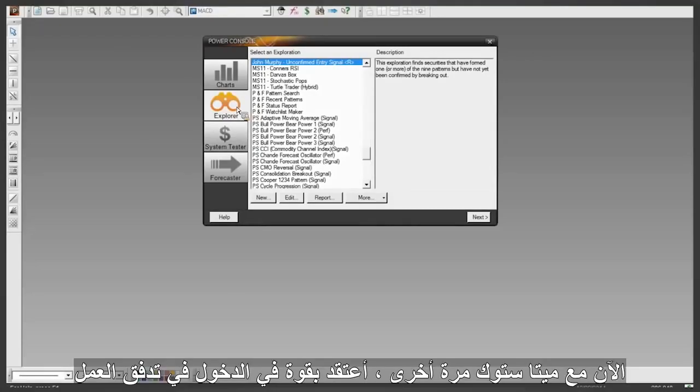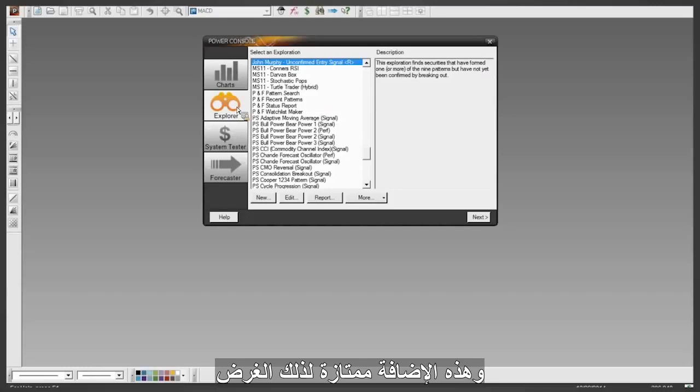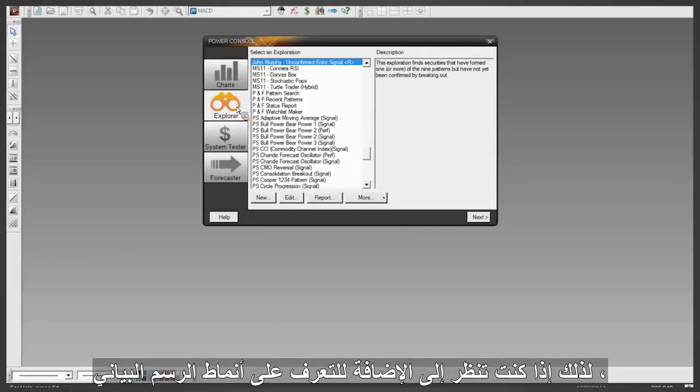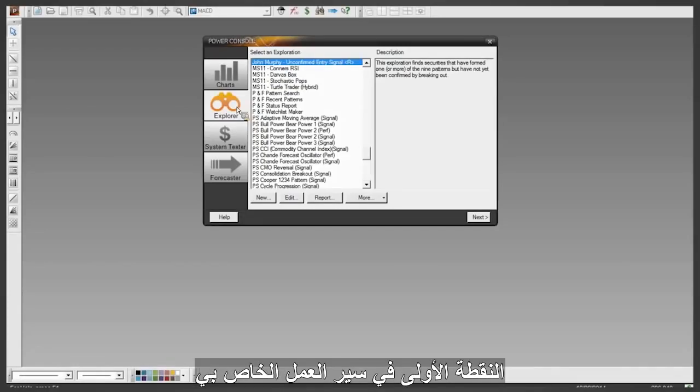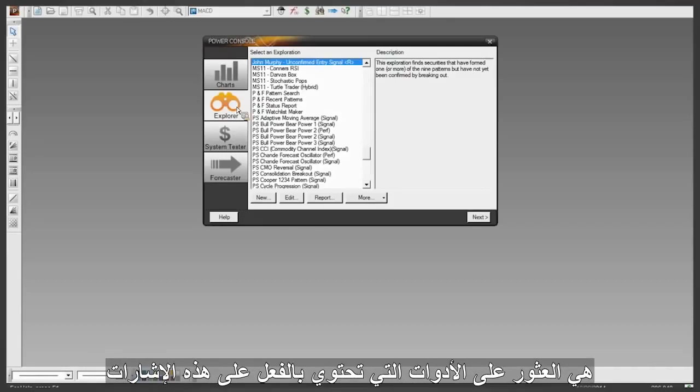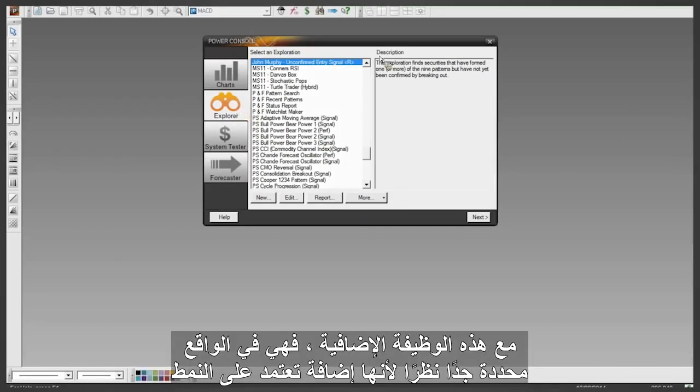Now, with Metastock, again, I believe strongly in getting into a workflow, and this add-on is wonderful for that. So if you're looking at the chart pattern recognition add-on, what we want to do is see how we can get into a workflow very easily. The first part of my workflow is to find instruments that actually have these signals. Okay. Now, with this add-on, it's actually very, very specific.